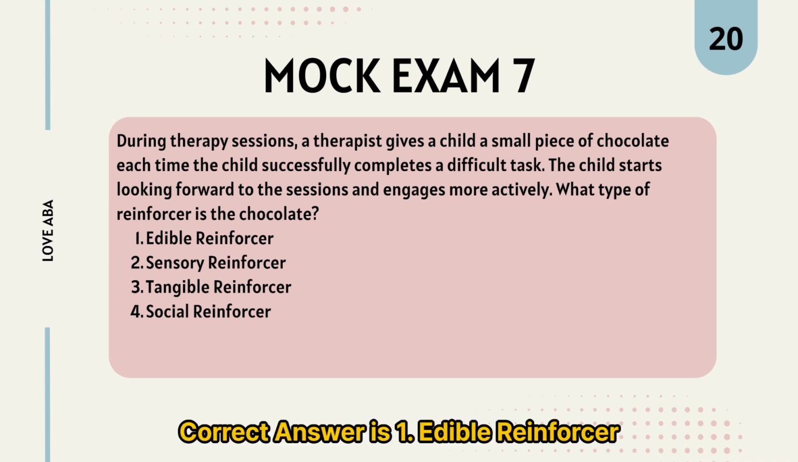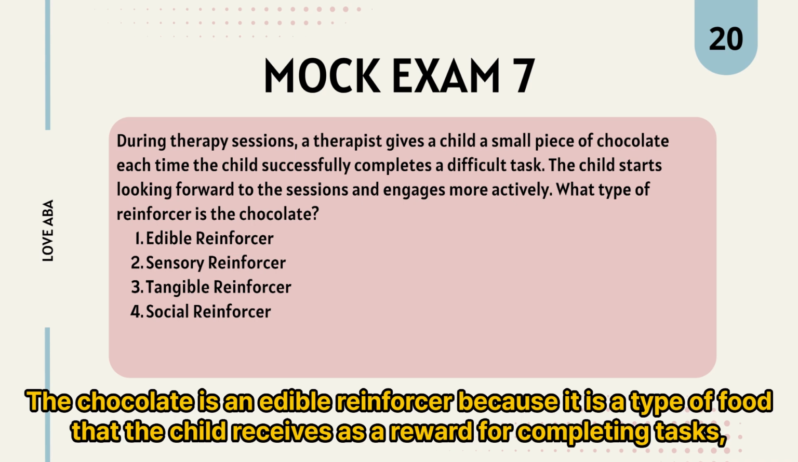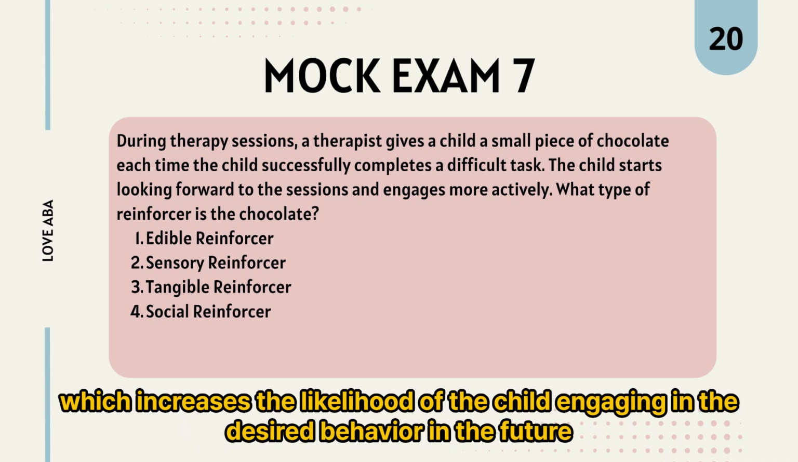Correct answer is 1. Edible reinforcer. The chocolate is an edible reinforcer because it is a type of food that the child receives as a reward for completing tasks, which increases the likelihood of the child engaging in the desired behavior in the future.